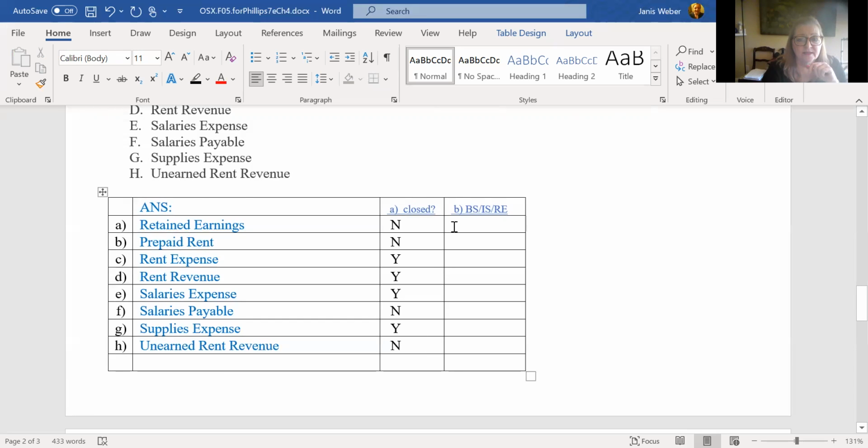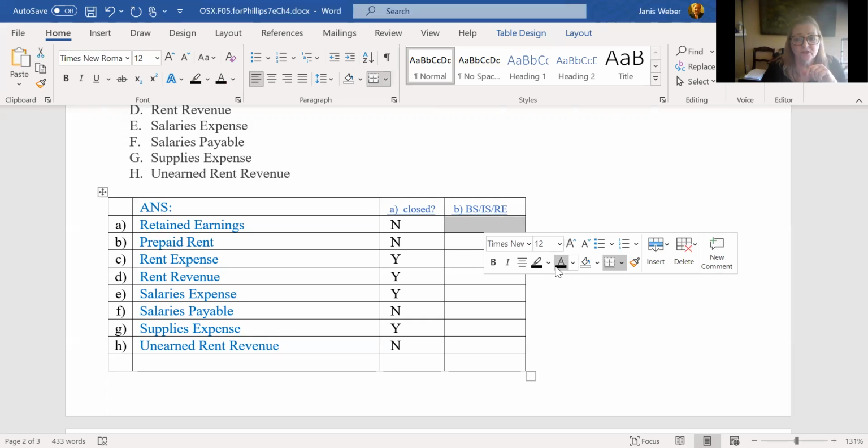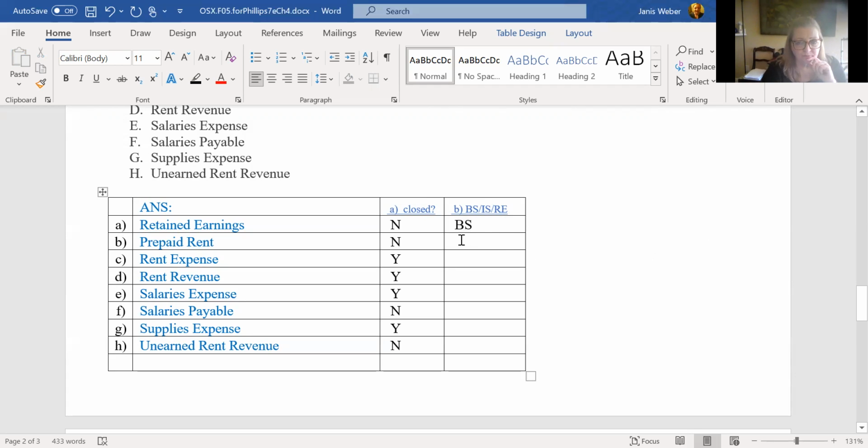So this retained earnings, where will it show up? Okay, it's going to show up on the balance sheet, and actually it's going to show up on the retained earnings statement too, of course. Prepaid rent shows up on the balance sheet.